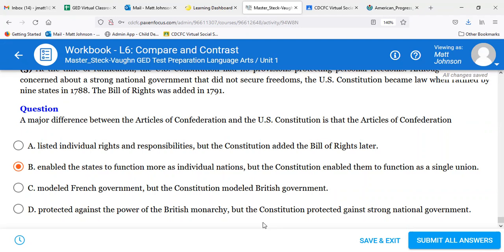8, C as in cat. 9, B as in boy. 10, D as in dog. 11, D as in dog. And 12, B as in boy.